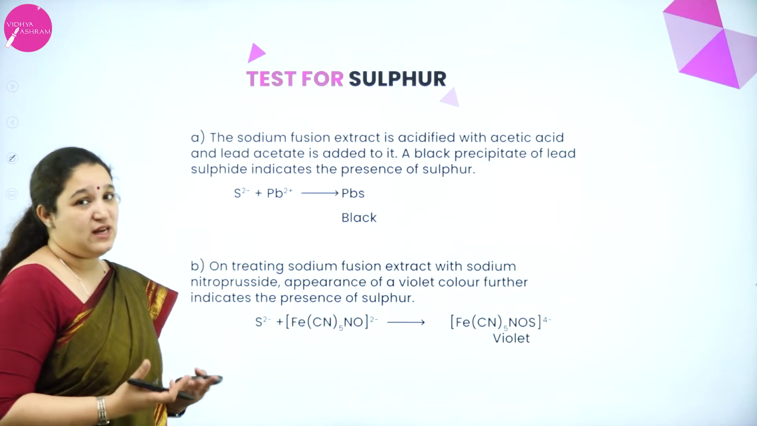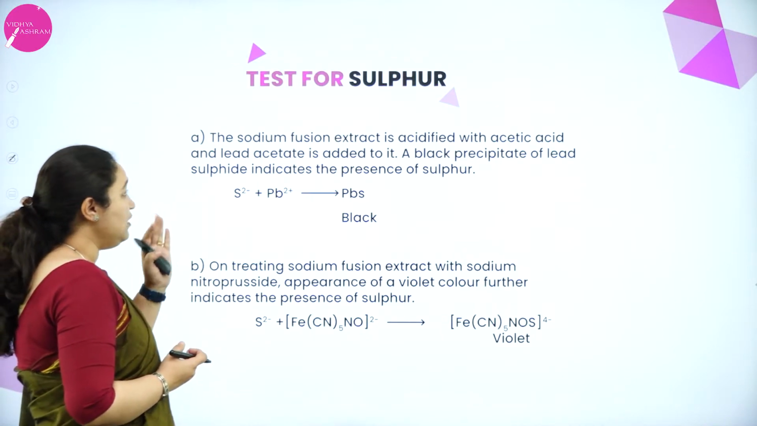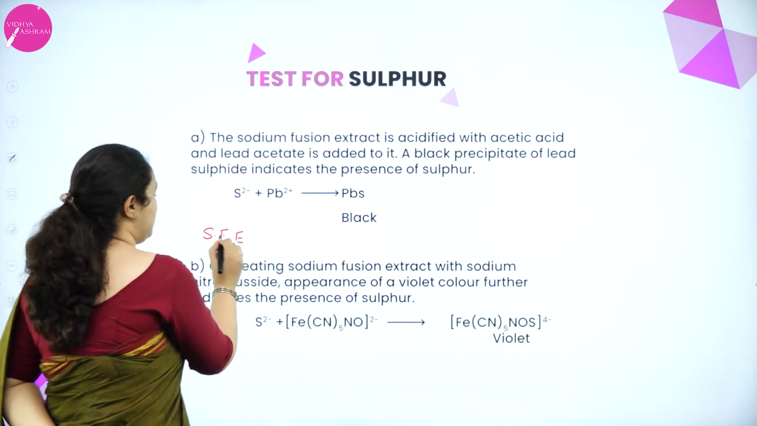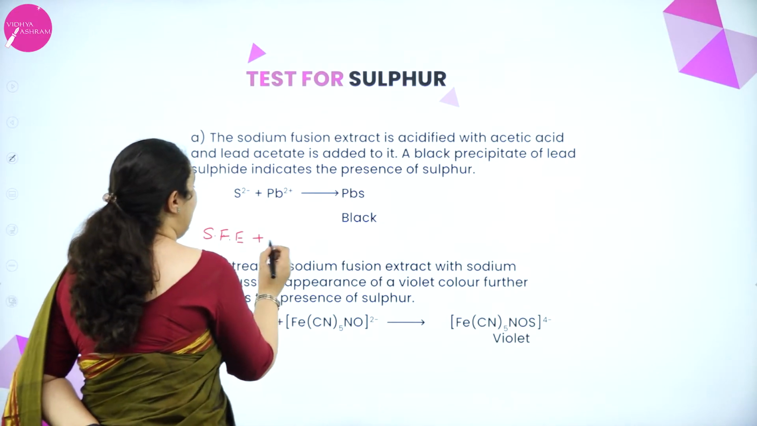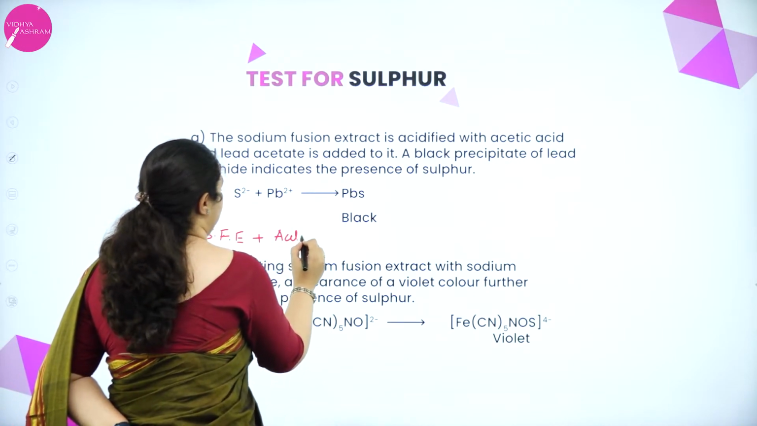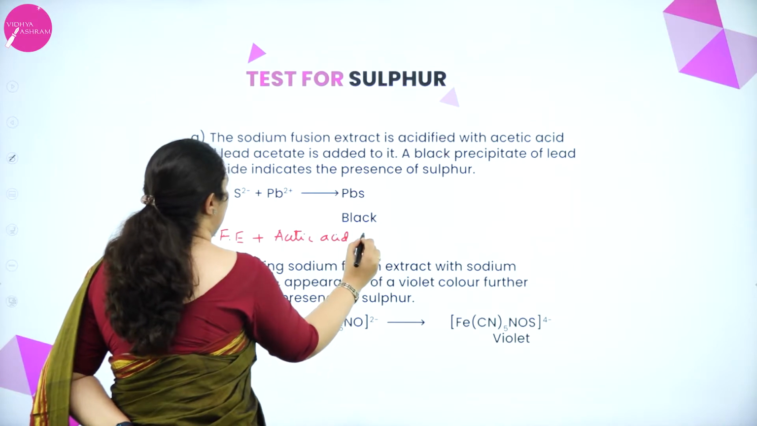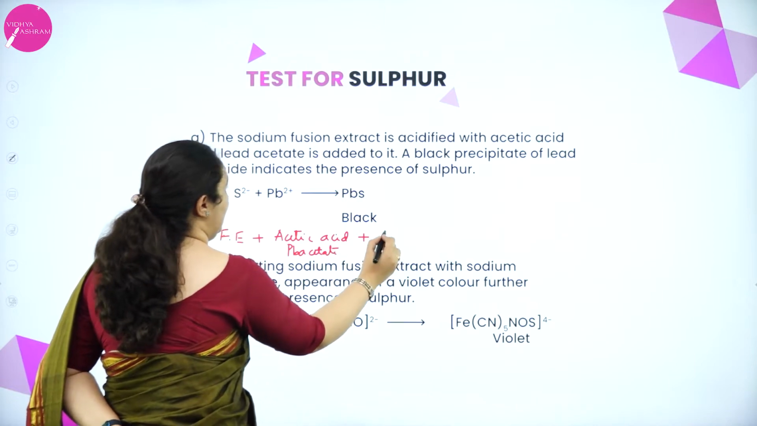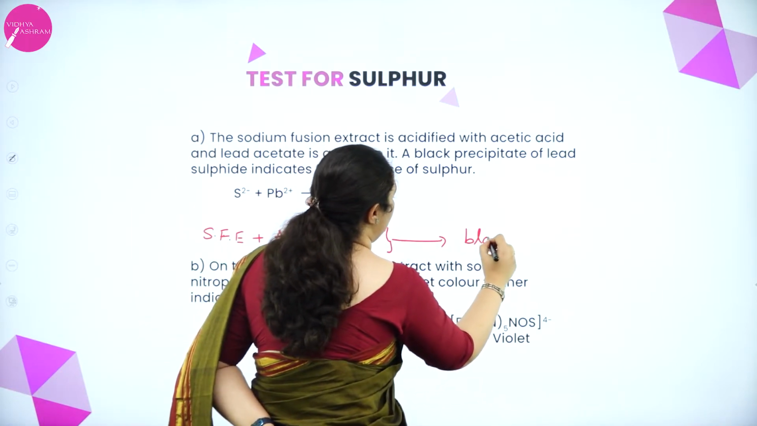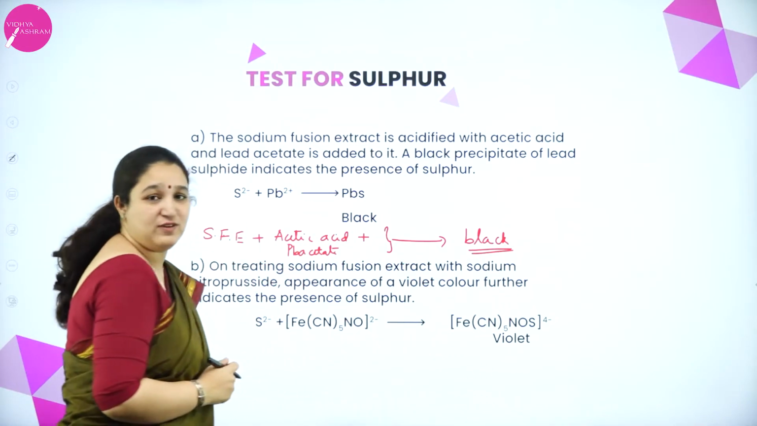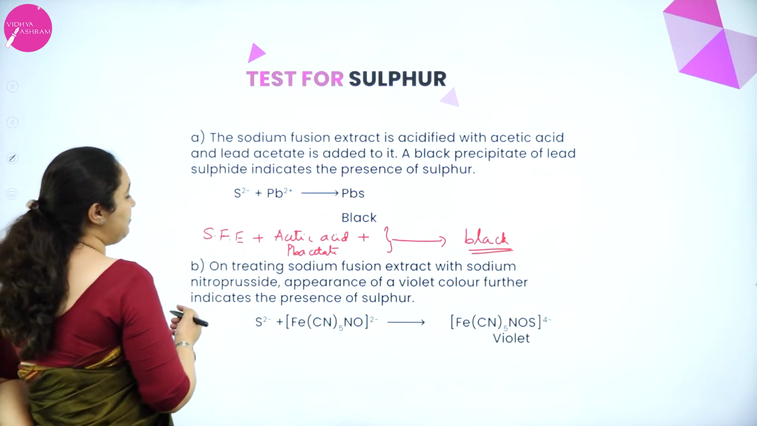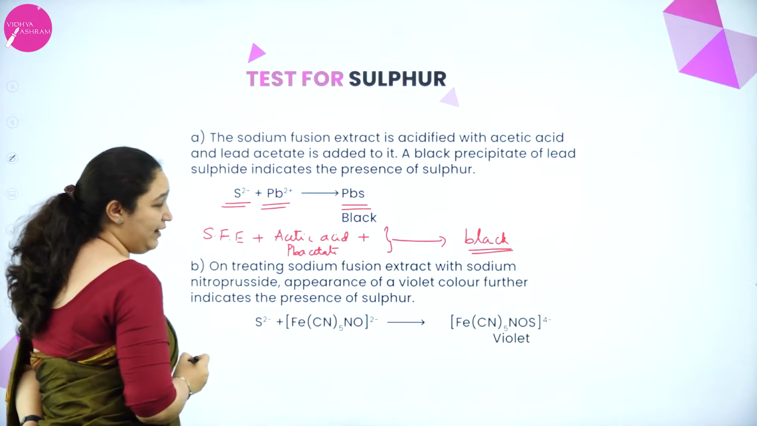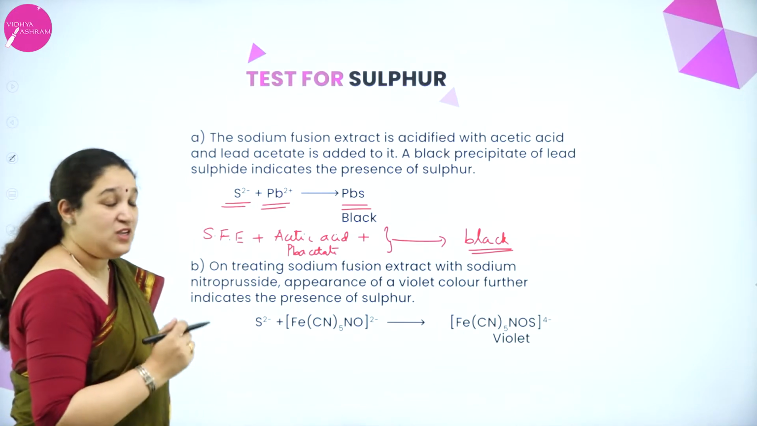So how to detect whether sulfur is present? You take the sodium fusion extract. For this you add acetic acid and then lead acetate. If you get black color, then sulfur is present. What is happening there is sulfide ions react with lead ions to form lead sulfide, which is black in color. So this is one test.